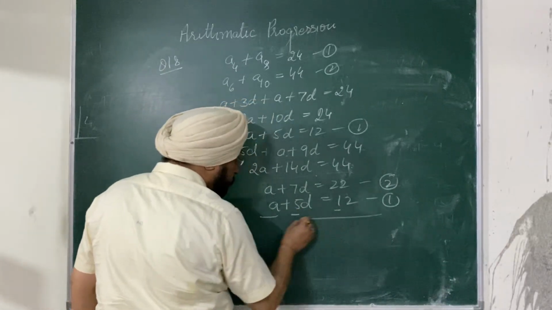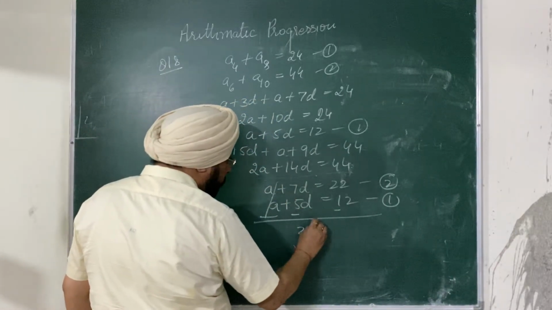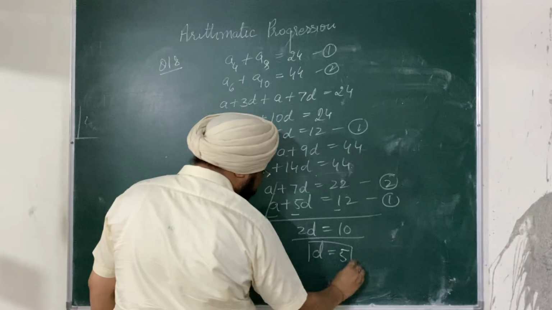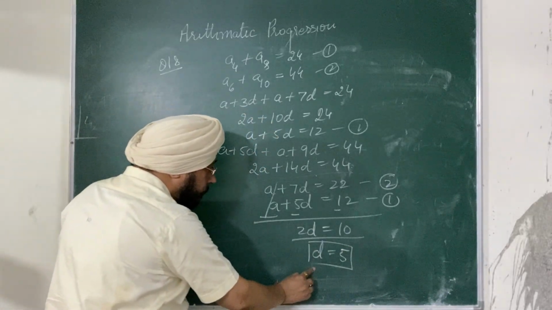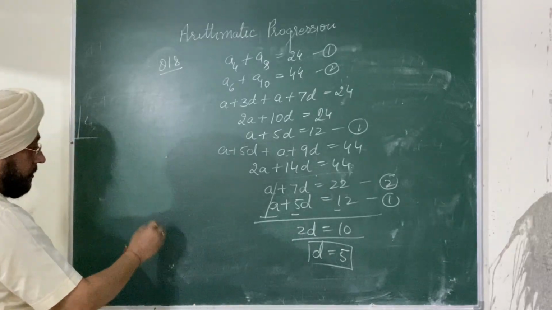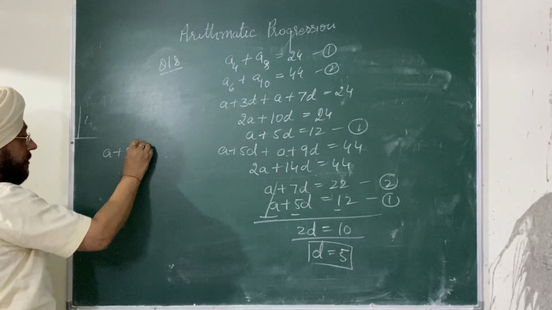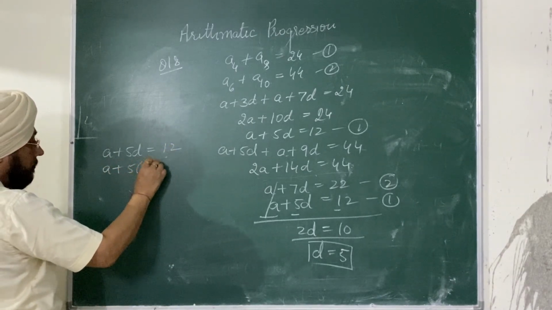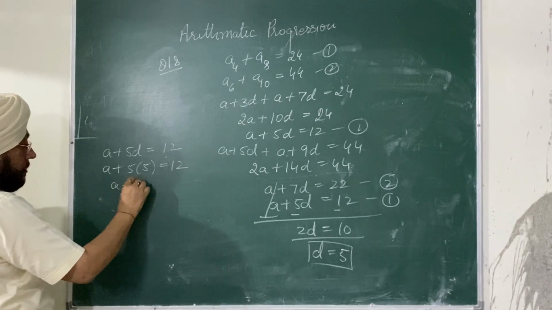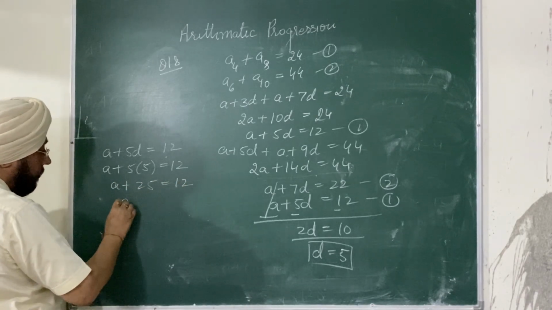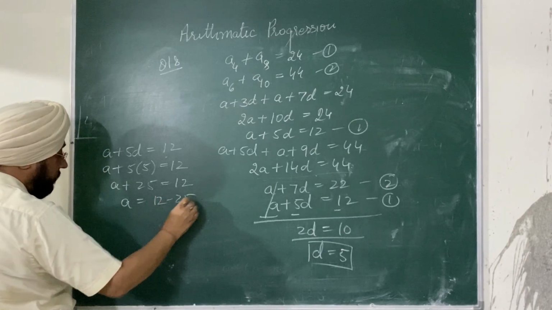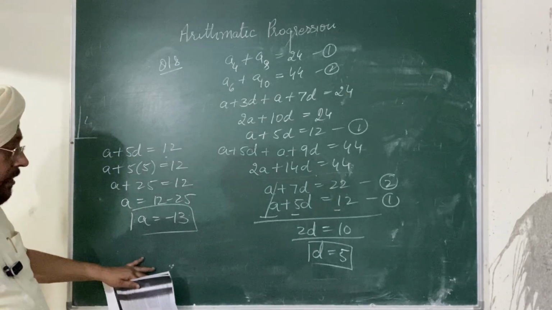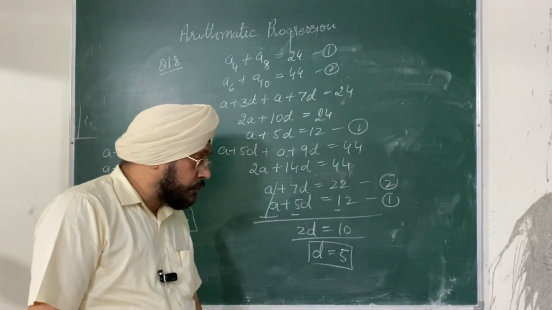Simply solve it by elimination. A will be cancelled. We get 2d equals 10, or d equals 5. Substitute the value of d in any of these equations. So let us take the first one, a plus 5d equals 12. Substitute the value of d. We get a plus 25 equals 12, or a equals 12 minus 25, which equals minus 13. So we have a equals minus 13 and d equals 5.